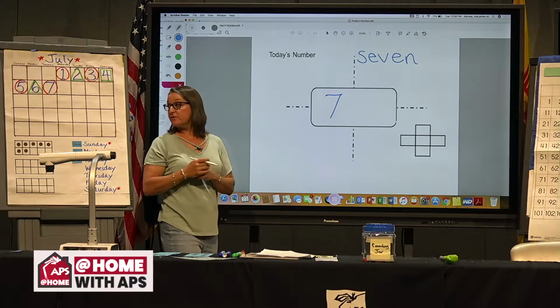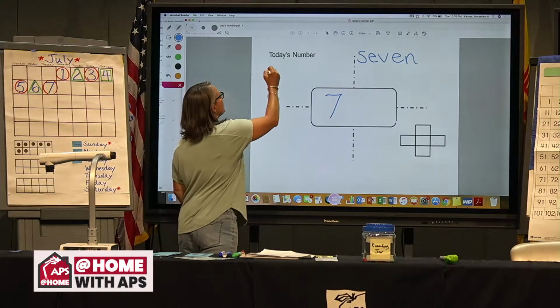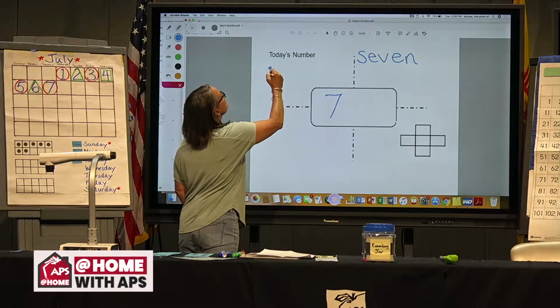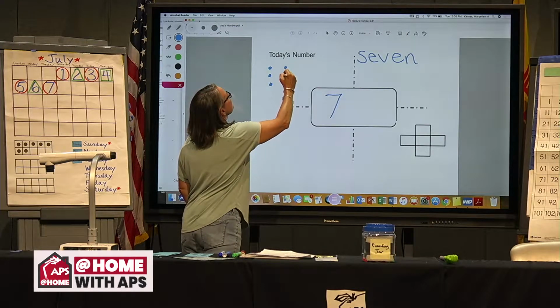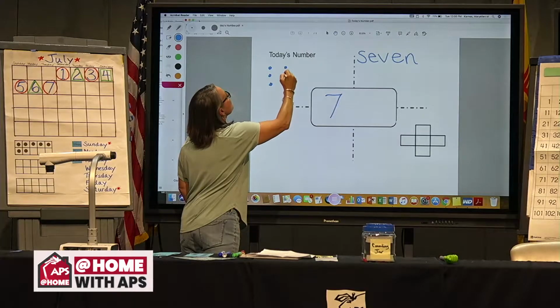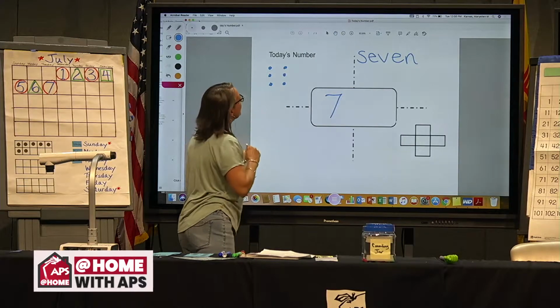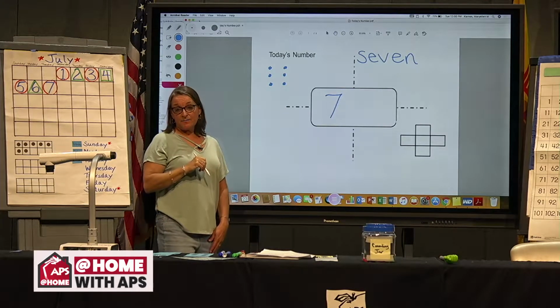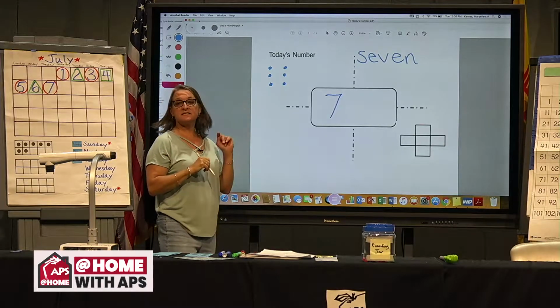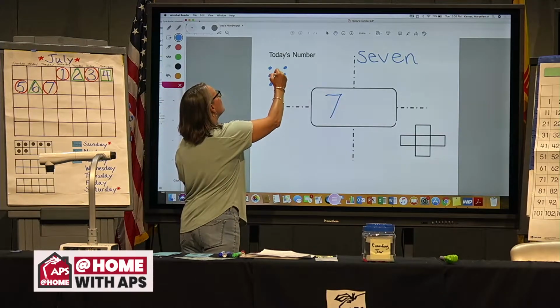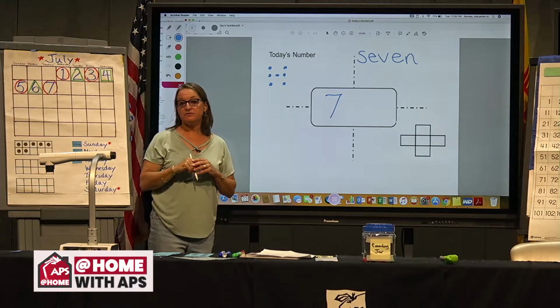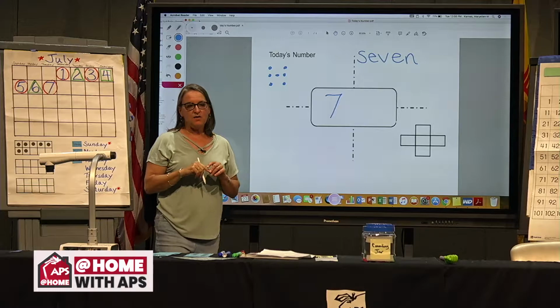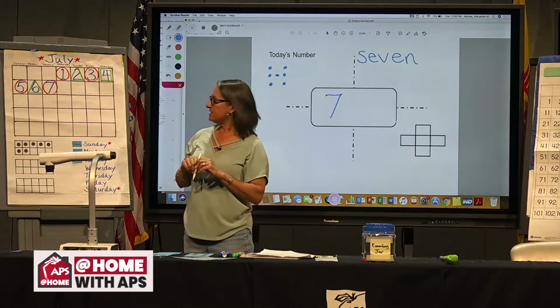Yesterday, our number of the day was 6, and we used a dot pattern because we've been thinking a lot about dot patterns, and our dot pattern for 6 happens to be a double 3, right? And we've been talking a lot about doubles. So you know, the dot pattern for 7 is just like 6 with 1 more dot in the middle. And that's our dot pattern for 7. How else could we show 7?